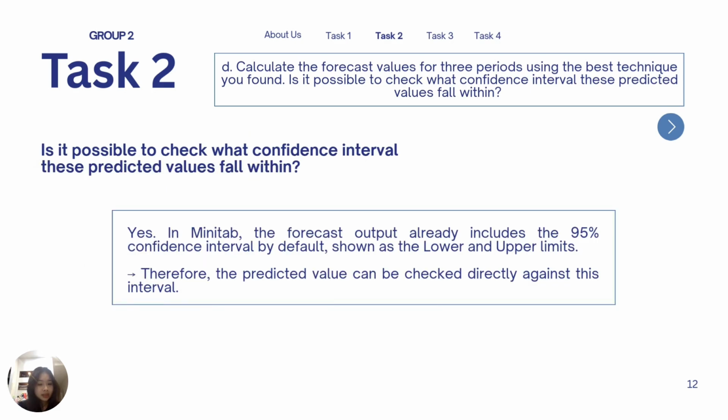And one more thing, is it possible to check the confidence interval? Yes, actually, in Minitab we include the 95% confidence interval by default, with the lower and the upper limits. Of course, the predicted value can be checked directly against this interval.